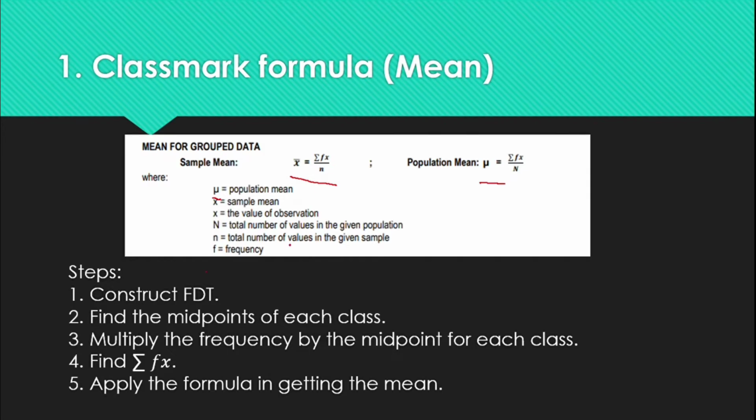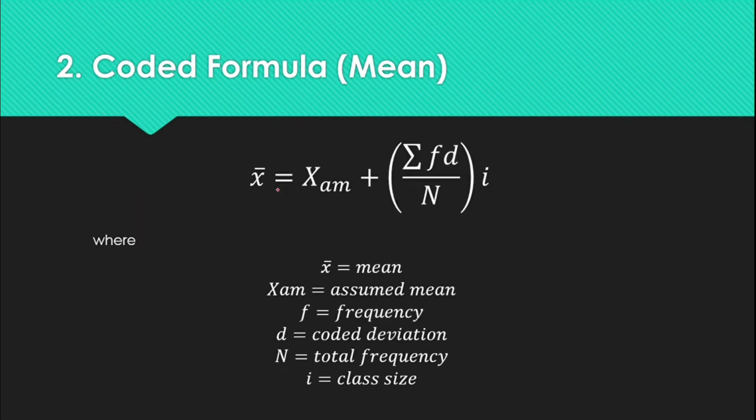The second one is the coded formula for the mean, which is x sub am, the assumed mean, plus the summation of frequency times the coded deviation, which is d, over the total frequency, times the interval. This is how to find the mean using the coded formula.